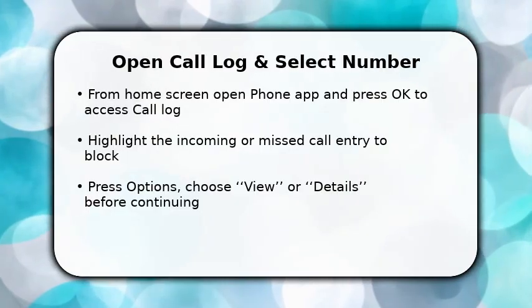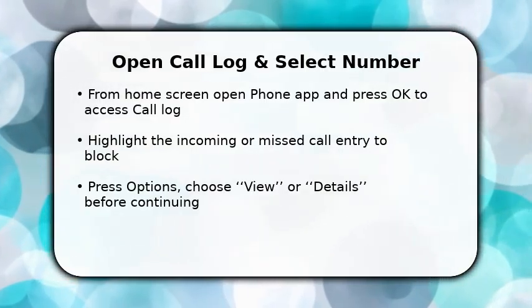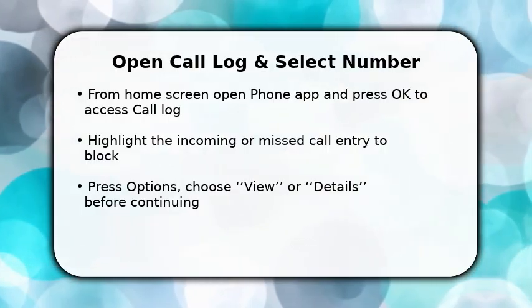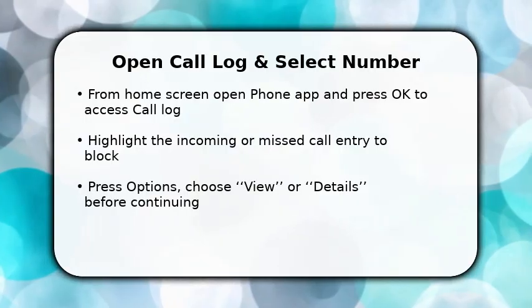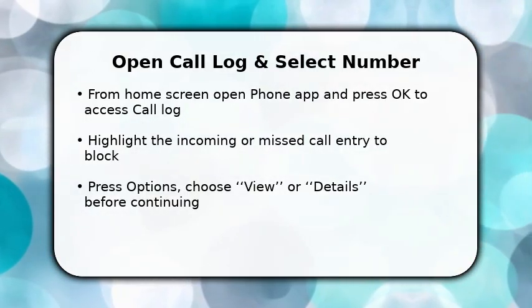You start by opening the phone app and navigating directly to the call log. This gets you to the specific entry to block. Once you see the number, highlight it and press Options to reveal actions. You do this because blocking from the call entry is faster than searching contacts.